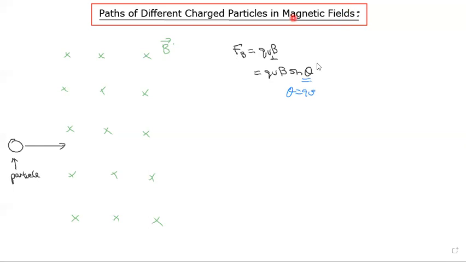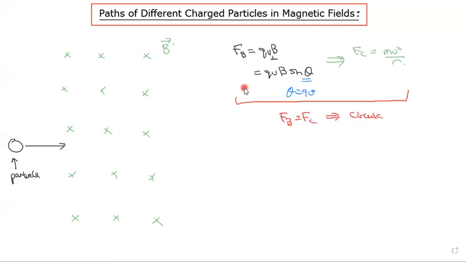So it's going to experience this force. This force will then be utilized to give you Fc, the centripetal force, which is mv squared over r. And we know from our work that the result of these two things is Fb equals Fc, resulting in a circular arc. So that is generally true. When we've got a charged particle entering a magnetic field, it's going to go through a circular arc.